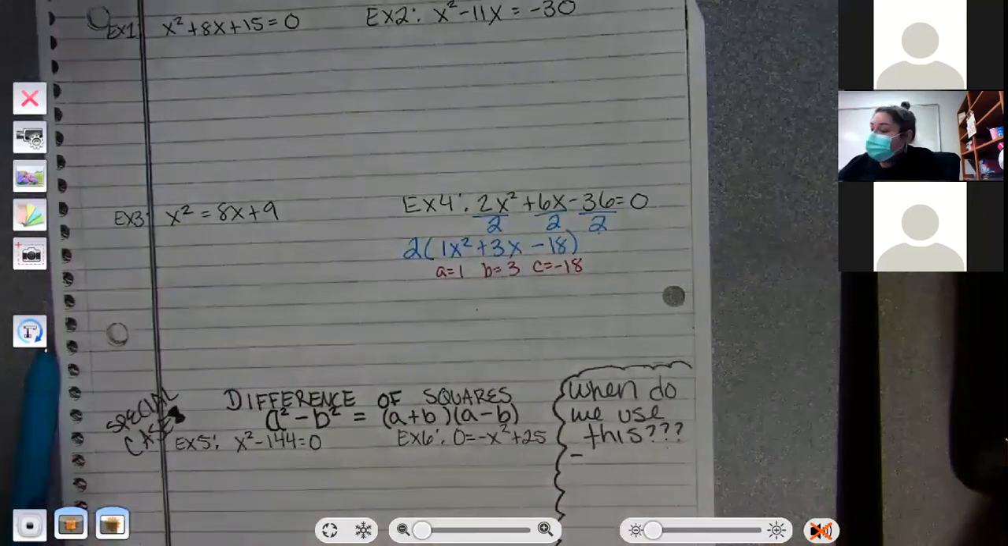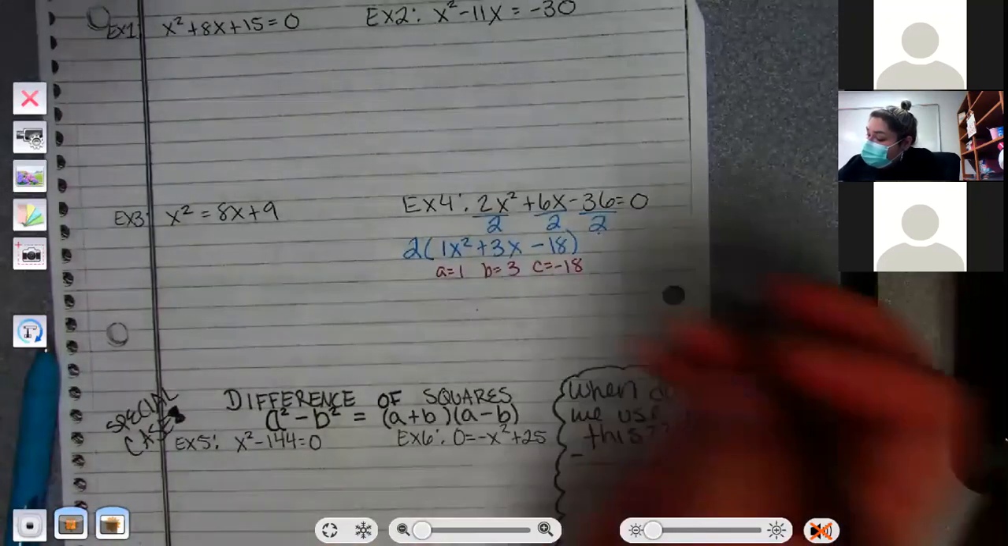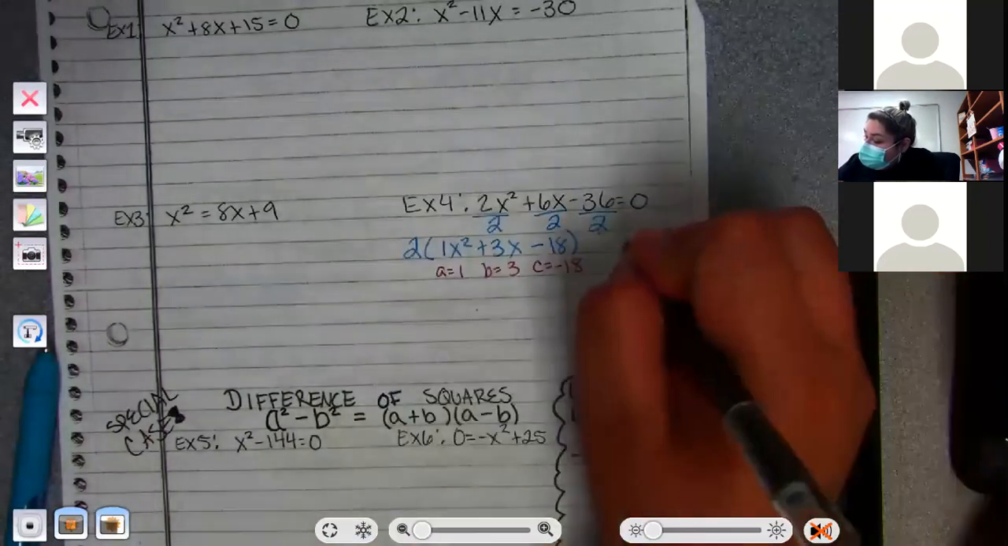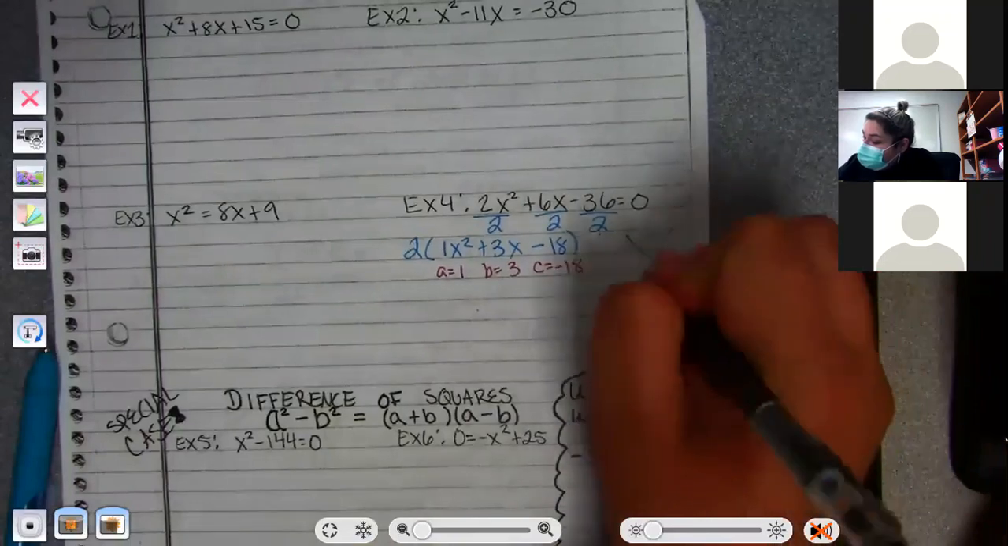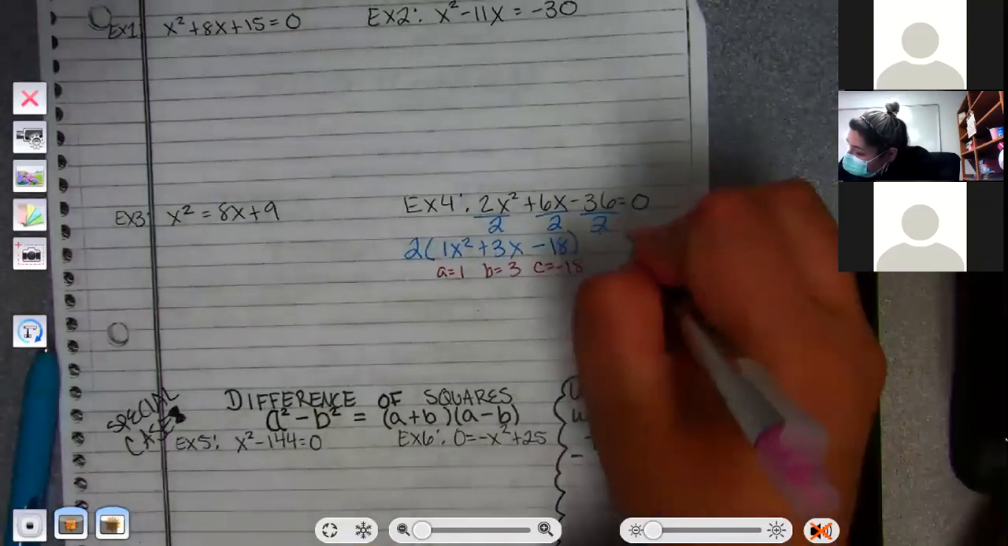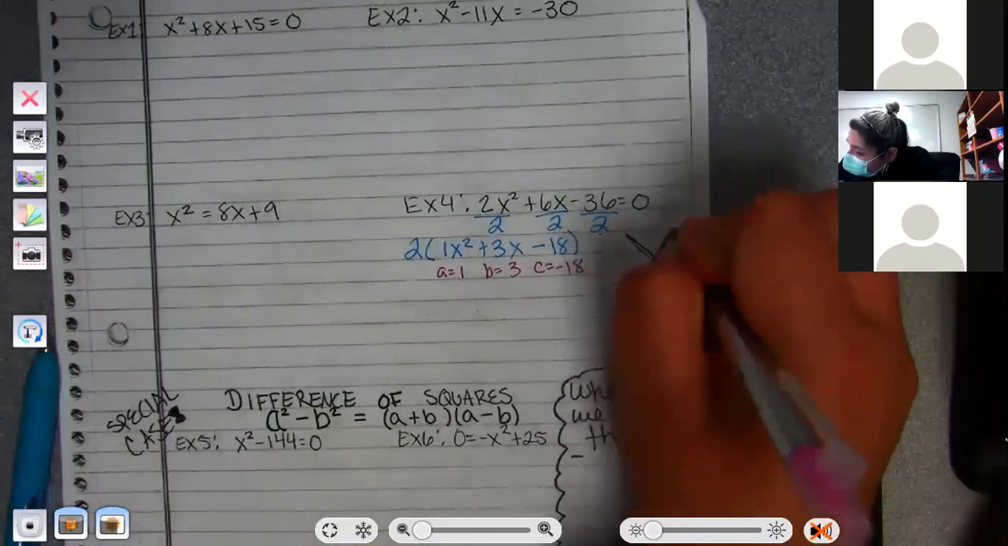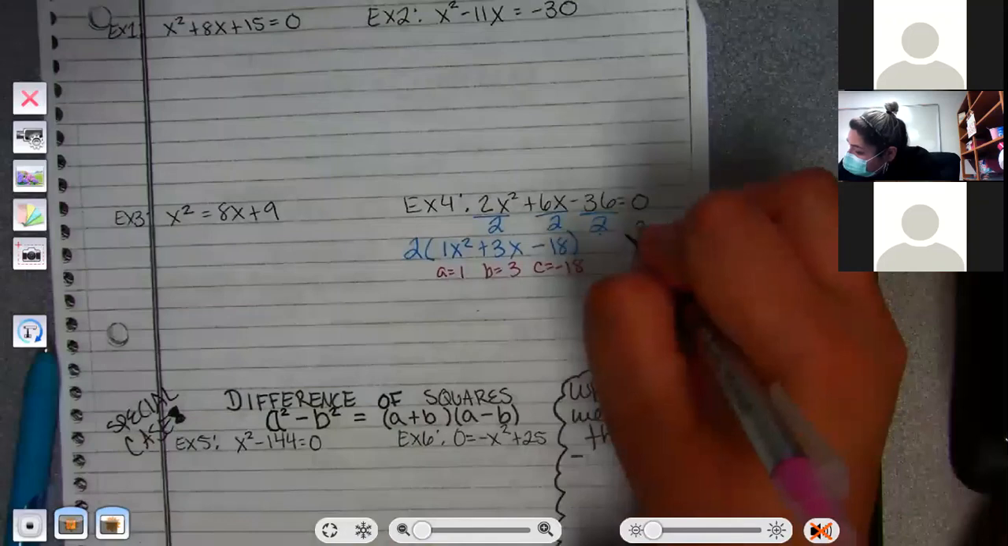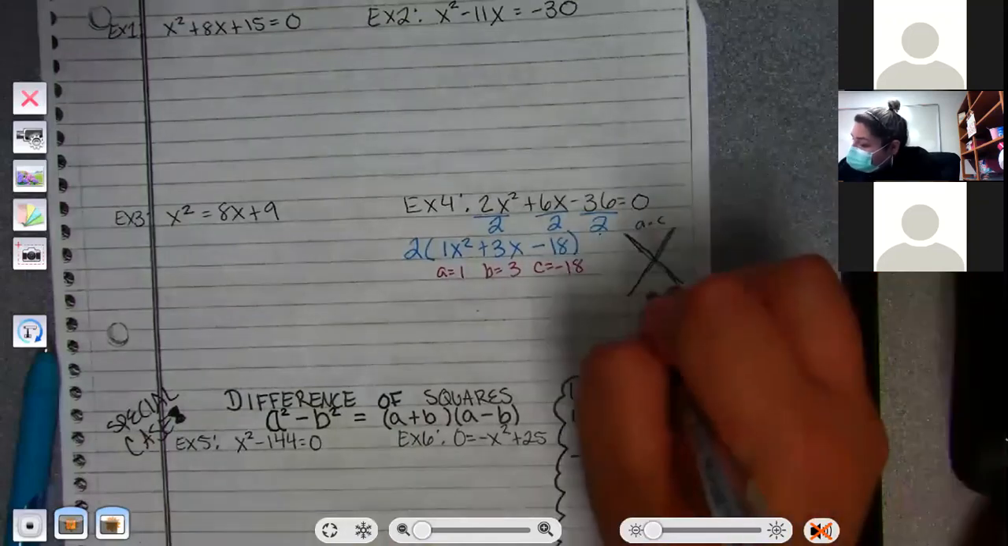So after I identify my A, B, and C, what are we going to set up? We're going to set up our X, right? I'm going to do it over here because I'm trying to save as much room as I can. Sorry, this is ugly. You'll be fine. A times C goes at the top and B goes at the bottom.